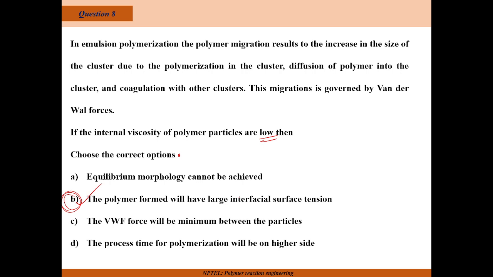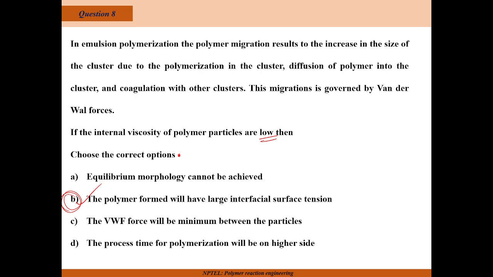As I remember, as the viscosity is low, the van der Waals forces will be minimum. Obviously the van der Waals force depends on the distance of separation. If the viscosity is high, then the density of the particles will be lesser, hence the distances can be on the larger side, so the van der Waals force can be minimum. So that can be true. Equilibration of the morphology cannot be achieved.